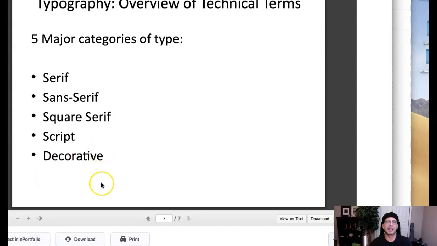Okay, then we have decorative typefaces. You know, decorative typefaces you really have to be careful with. You only want to use decorative typefaces in very limited capacity. You would not use decorative typefaces to set body copy, for example, because it's just too difficult to read.